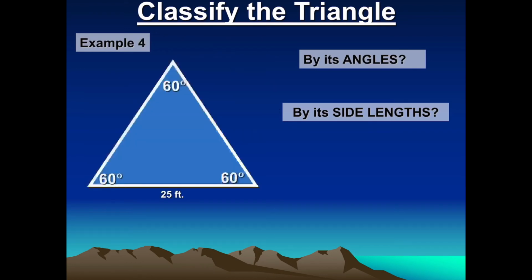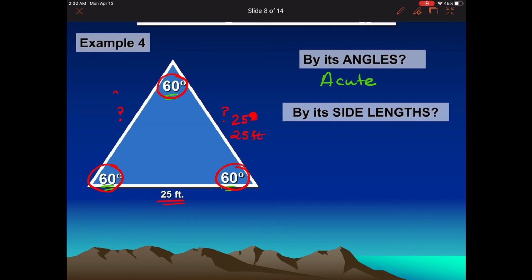Now, based on its angles, you can look at this and go, well, every angle is 60. Every single angle is acute. So that's an acute triangle. And then if you're looking at the side lengths, you might notice I'm only giving you one side length. This side length right here is missing, and this one is also missing. But remember what I said. If angle measurements are the same, I guarantee you the side lengths are also the same. So if this is 25, everything is 25 feet.